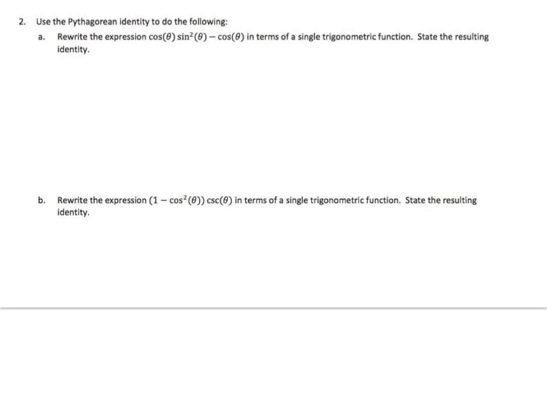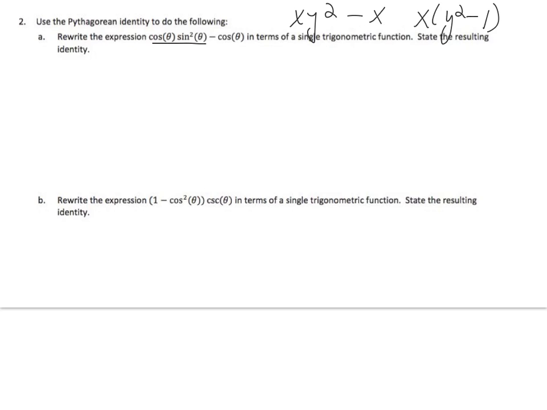Use the Pythagorean identity to do the following. Rewrite the expression cosine theta sine squared theta minus cosine theta in terms of a single trig function. State the resulting identity. When I look at that, I see that I can factor something out, which is pretty cool. It's almost like we have x y squared minus x. You see that? So I can factor an x out, and I would have x times y squared minus 1. That's what we're going to start doing on this problem.